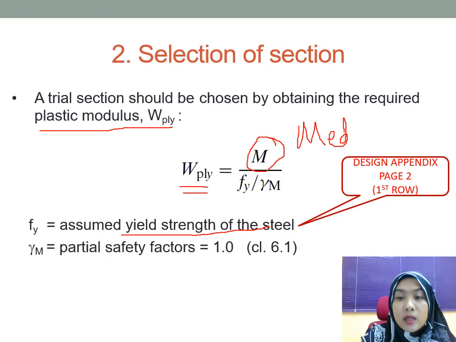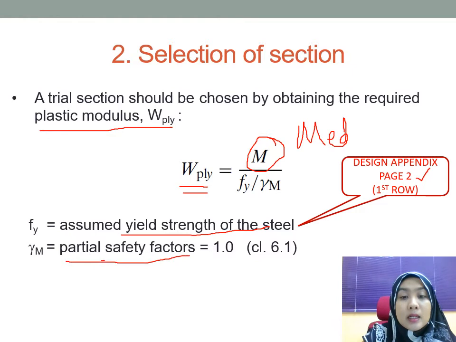So what is the yield strength? This is given in design appendix page 2. The design appendix here is the design appendix for steel sections, so you need to refer to the design appendix based on your Eurocode 3. And the partial safety factor gamma M is 1.0. It's always 1.0 unless you are using gamma M2, then it is 1.25. So based on these equations, we can calculate the required plastic modulus to support the MED.